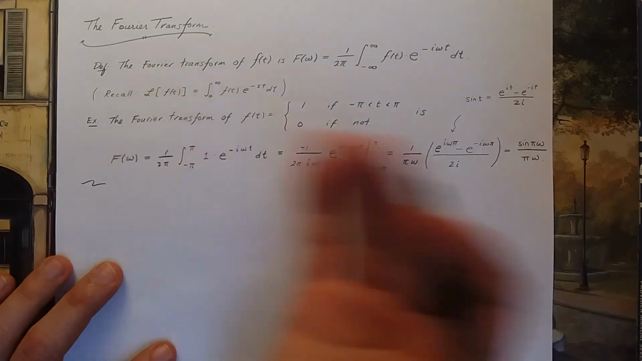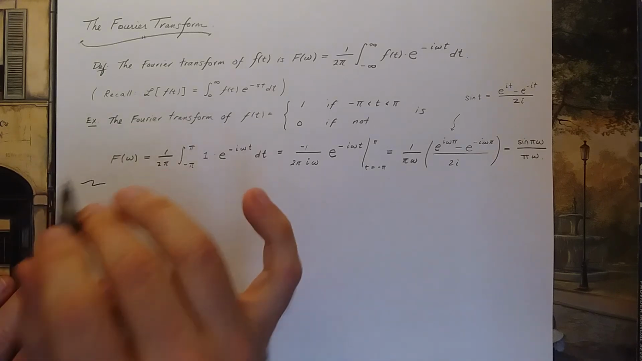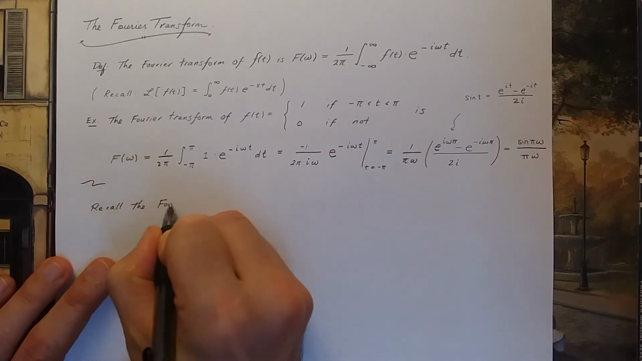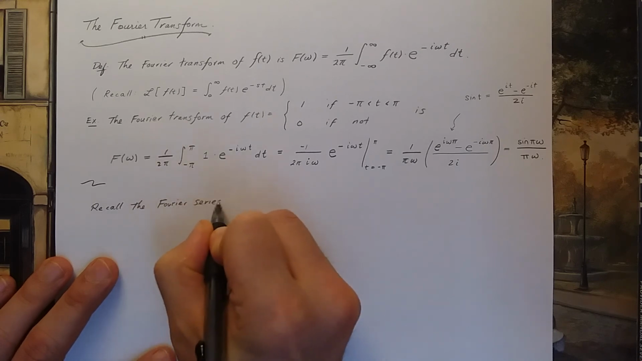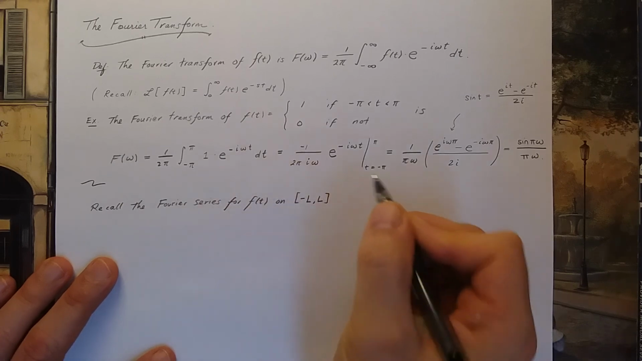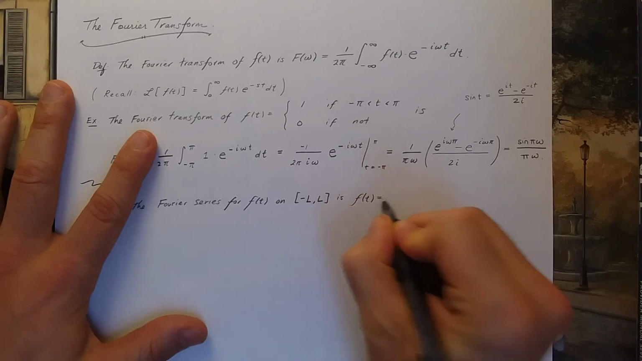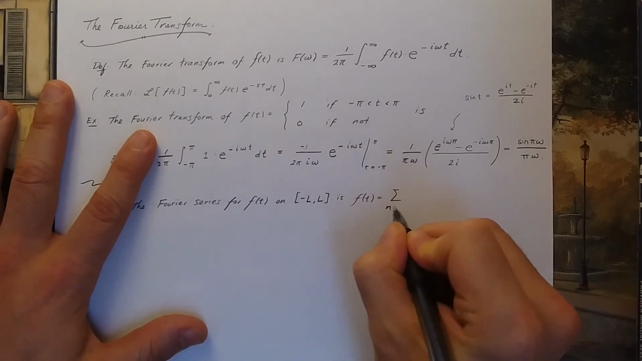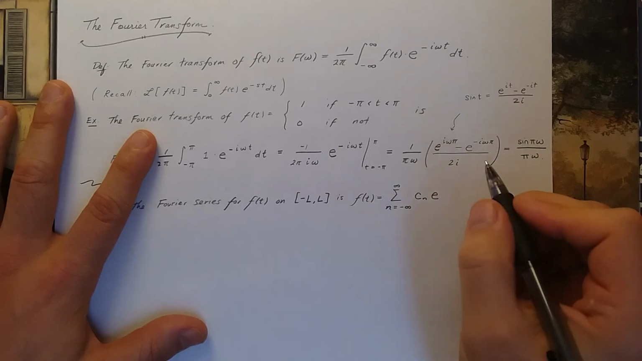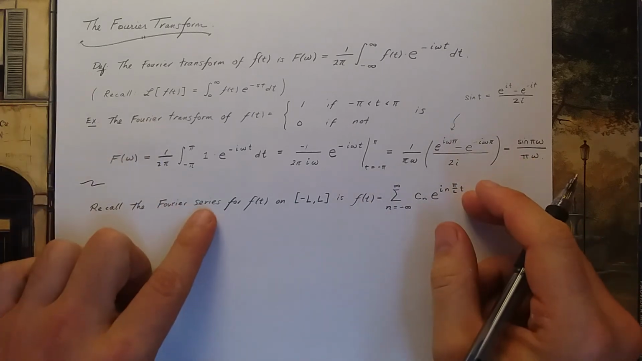Okay, so why is this an interesting integral? Well, recall the Fourier series of your function on the interval from negative L to L. So recall the Fourier series for your function f of t on the interval from negative L to L is given by f of t is the sum with n going from negative infinity to infinity of some constant Cn times e to the i n pi over L t. This is the complex form of the Fourier series.